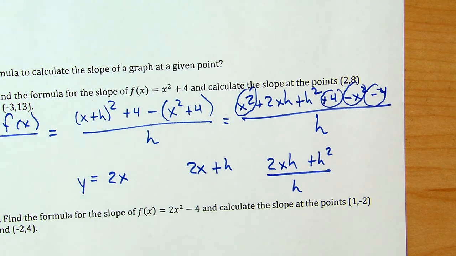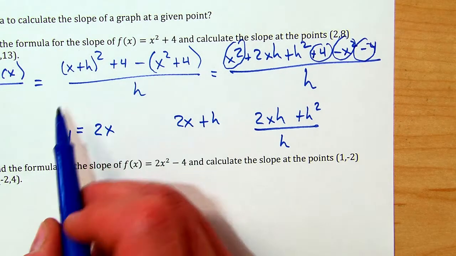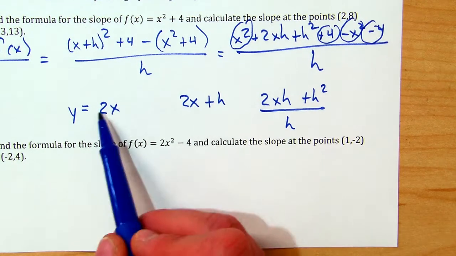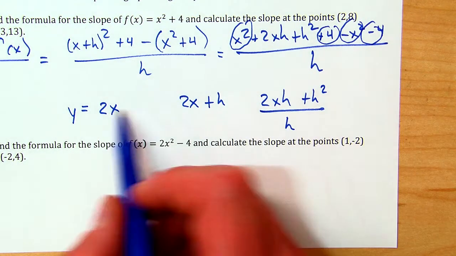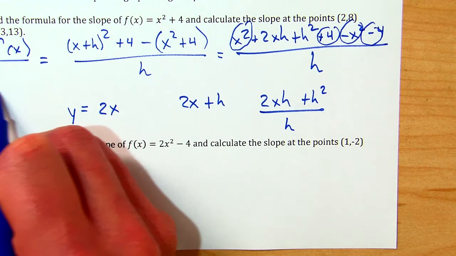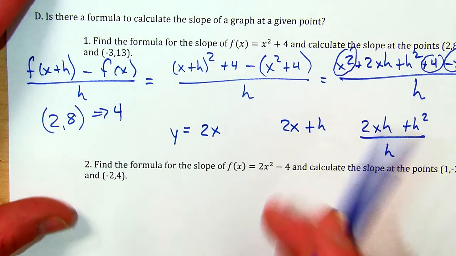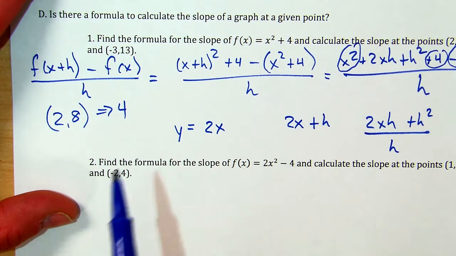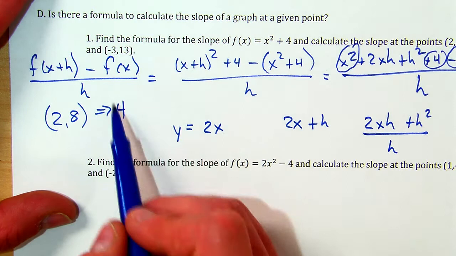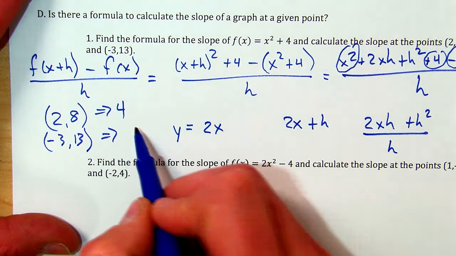So if I want to know what the slope is at the point (2, 8), all I have to do is plug in 2. Remember, I'm not saying that if I plug in 2 I'm going to get 8. I'm saying at the point 2, what the slope is going to be. If I plug in 2, 2 times 2 is 4. So at (2, 8), the slope will be 4. At (-3, 13), all I have to do is plug in negative 3. Remember, what I'm not saying is that if you plug in negative 3, you get 13. That's your original function. This is your slope function. So if I plug in negative 3, at (-3, 13), your slope should be negative 6.